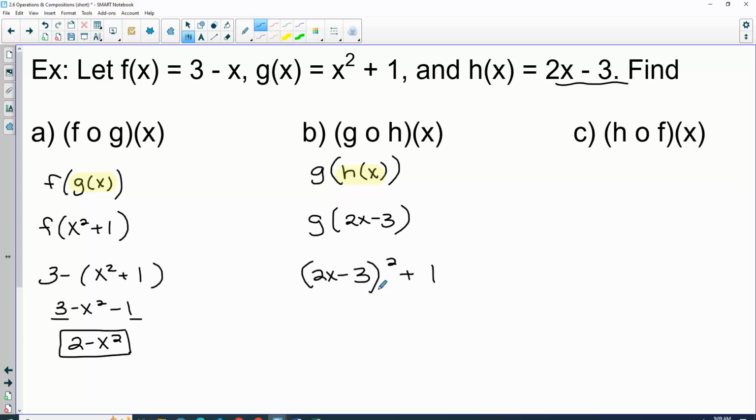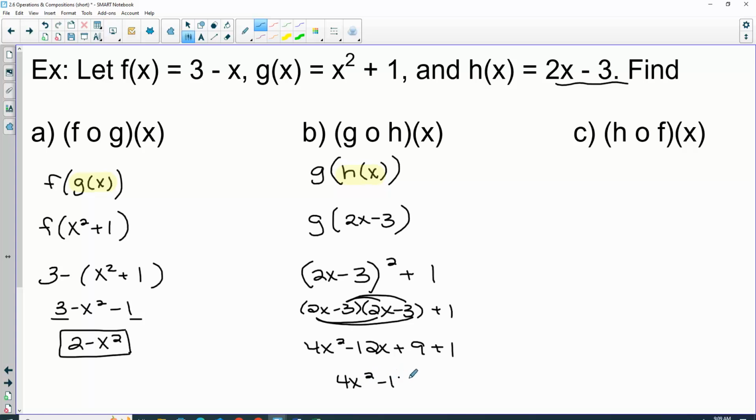All right, what does it mean then if I have 2x minus 3 squared? 4x squared, minus 6x and minus 6x is minus 12x. Negative 3 times negative 3 is positive 9, plus 1. So 4x squared minus 12x plus 10.